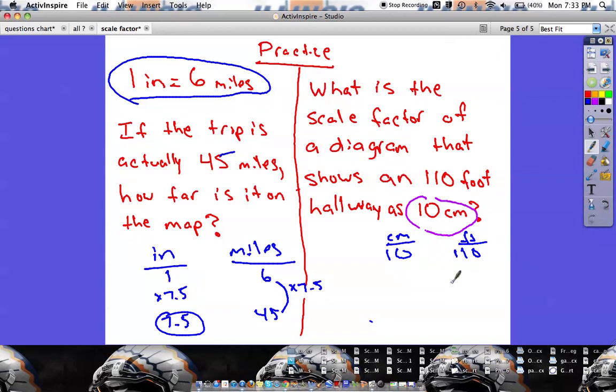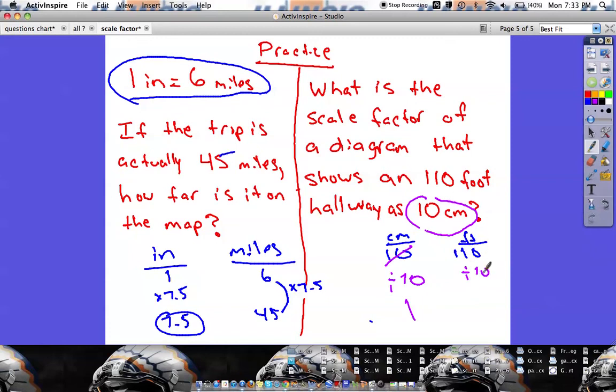Because on our map, we wouldn't say, well, 1 foot on the map, because the map's not going to be a foot long, or the diagram is probably not going to be a foot long. So we could fit a lot of centimeters on the map. So let's get this down to 1 for our scale factor. So if we got that down to 1, to get 10 down to 1, we'd have to divide by 10. That would be 1. So now I need to divide the other side by 10.